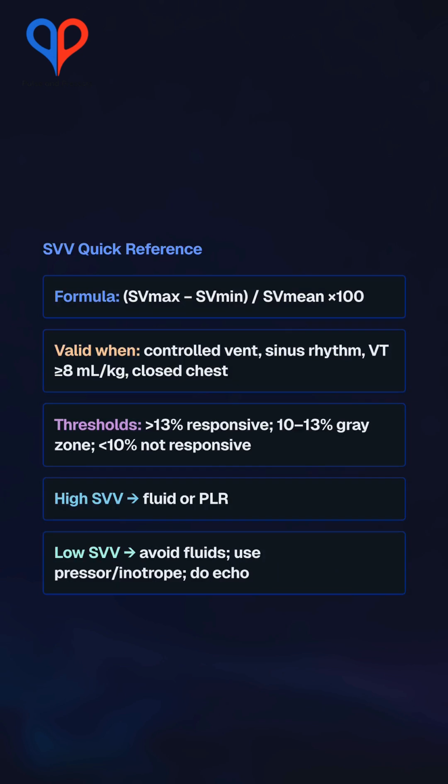Here's your one-page cheat sheet. The formula, the conditions for valid measurement, thresholds, and quick actions. Save a screenshot for quick decision support at the bedside.